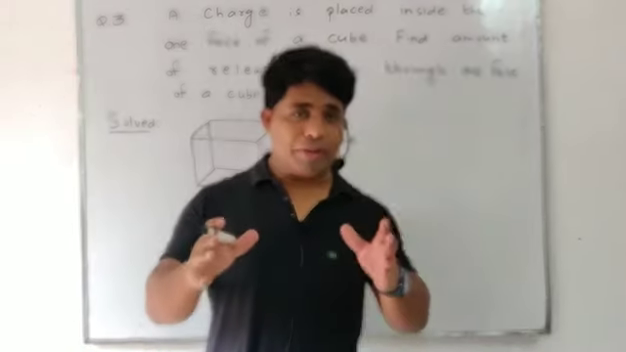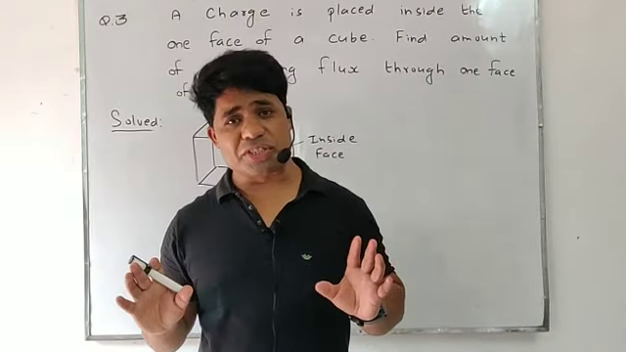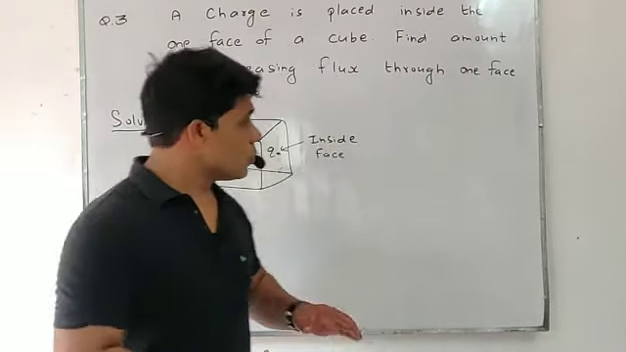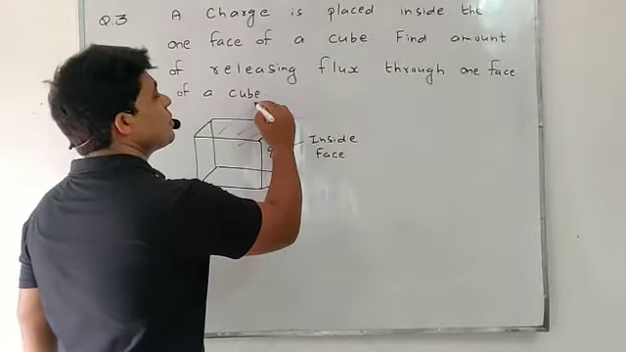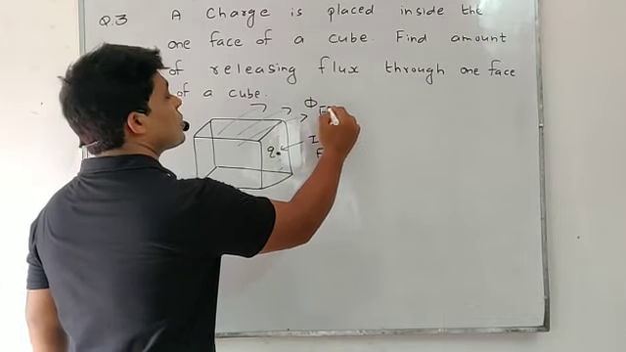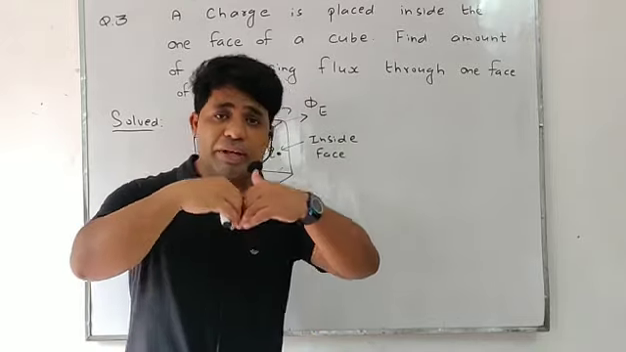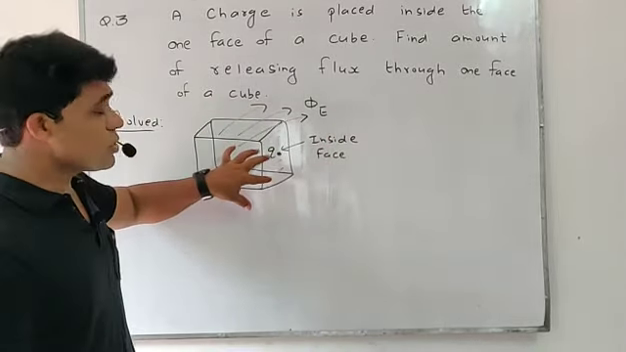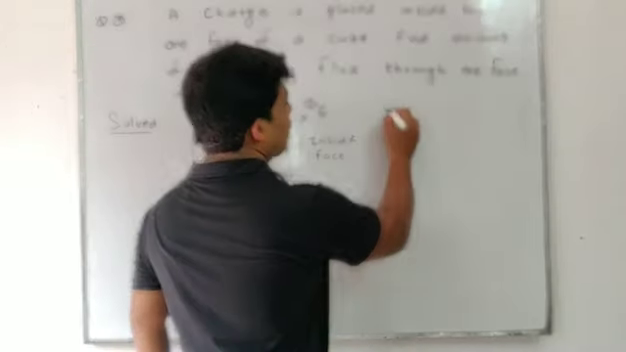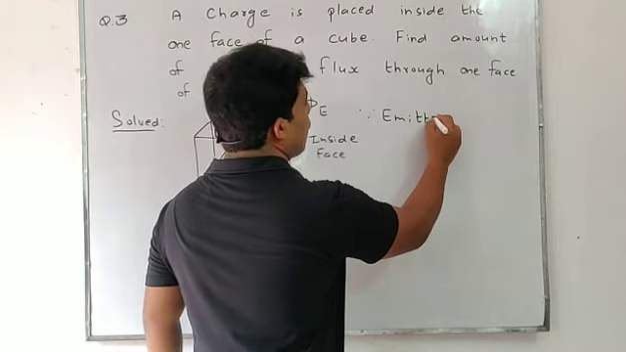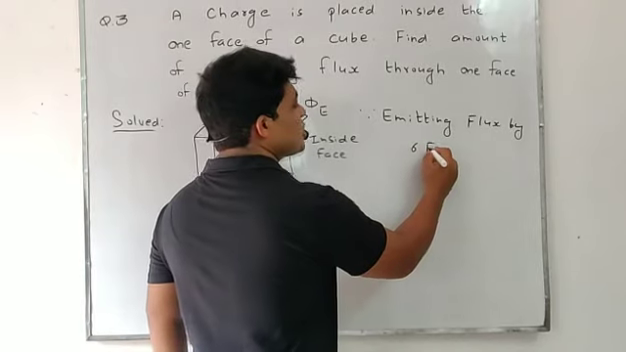Suppose we have a cube. We can take an example such as a room. A room having 6 faces: 4 walls, a roof and a floor. So a cube has 6 faces. Whenever a charge is placed, it releases electric flux. We know when we place a charge in a closed surface, it releases flux. So when a charge is placed inside the cube, which has 6 faces, we can write emitting, or releasing, flux by 6 faces.